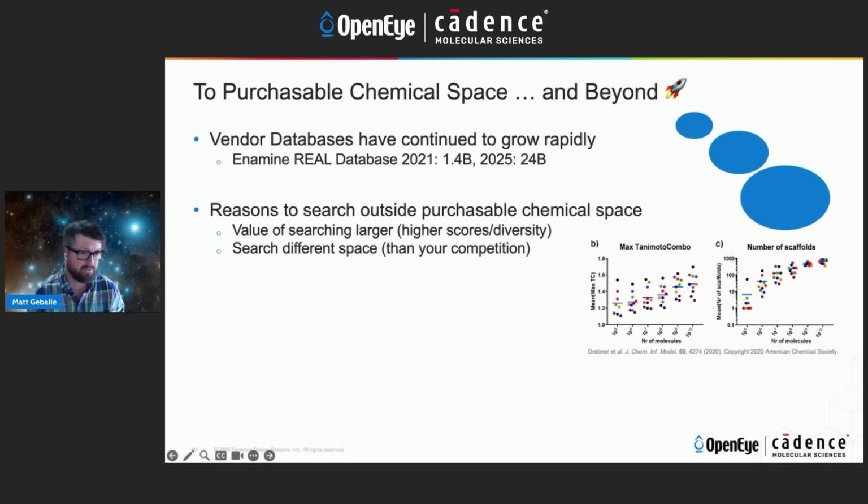So those are strong reasons to want to search larger and larger chemical spaces, but also you might want to just be searching different areas of chemical space than all your competitors are. If you're all searching the same vendor libraries, then you can find all the same compounds.